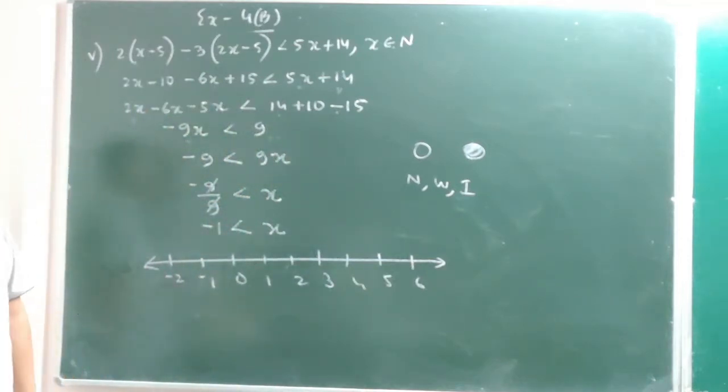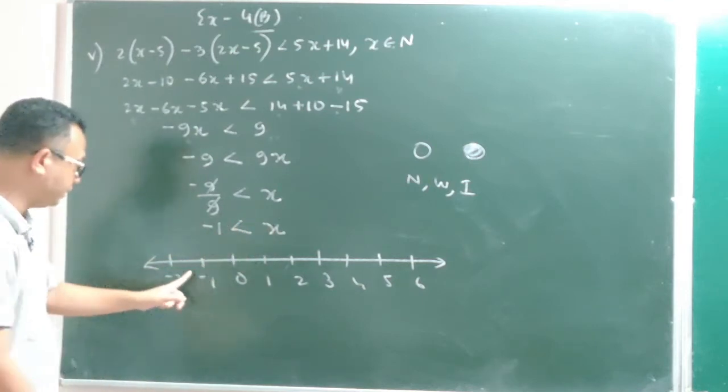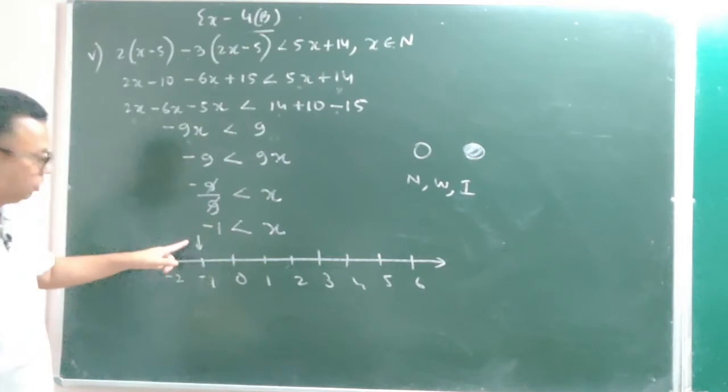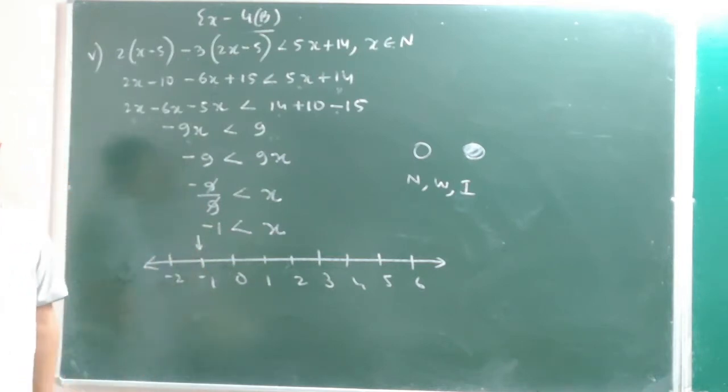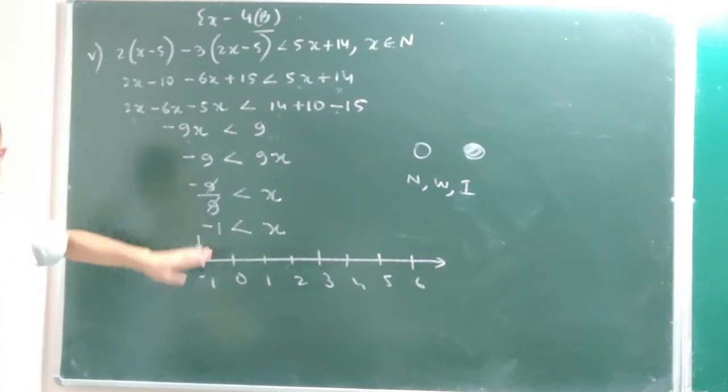Since the question is telling us to make a number line, how do you say it? x is greater than minus 1. Okay, here is minus 1. This is your minus 1. See, I am not making a hollow circle or a dark circle here. I am only pointing out where our minus 1 is. And yes, I am showing you with an arrow, doesn't mean that you will also do it.